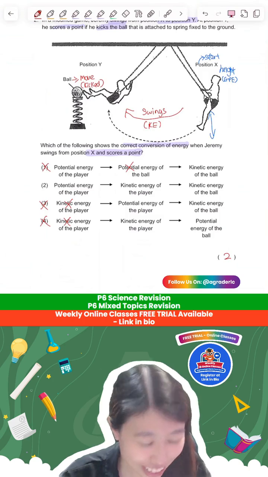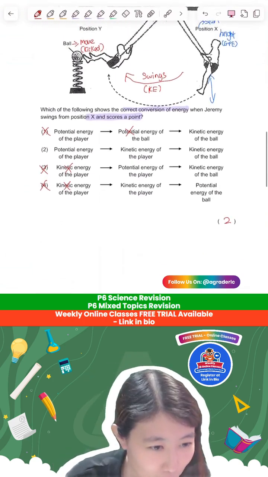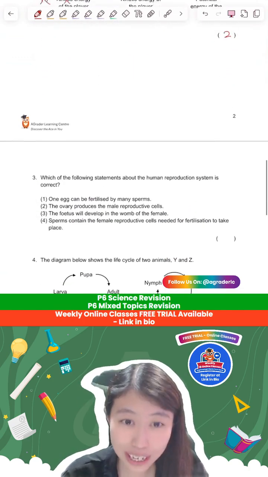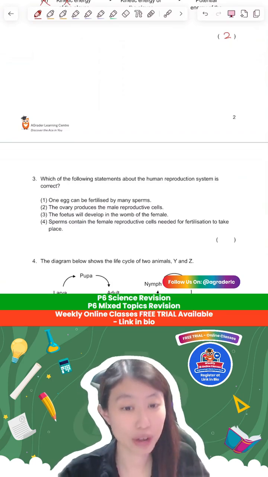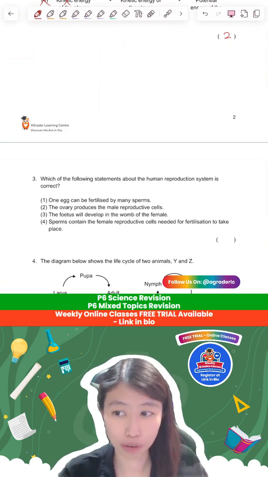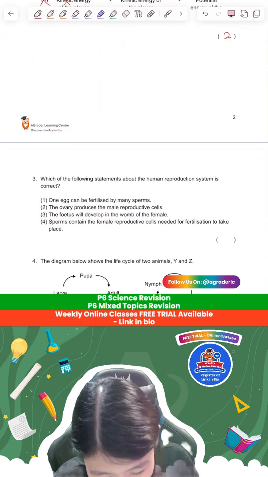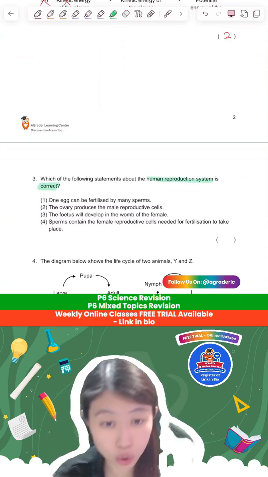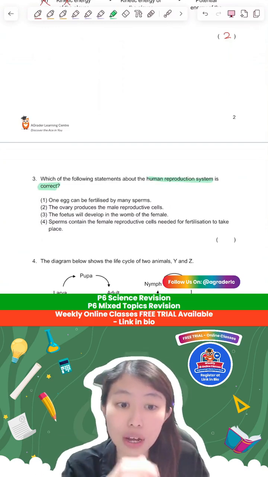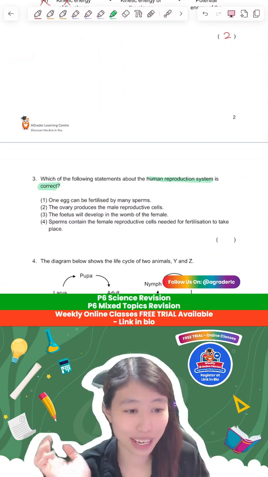Okay, I'm going to move on. Let's look at question 3. Question 3 is our P5 topic on reproduction, maybe some of your favorite topic. Which of the following statements about the human reproductive system is correct? Always take note to highlight and focus on the question, whether they are asking for the correct option or the wrong option.